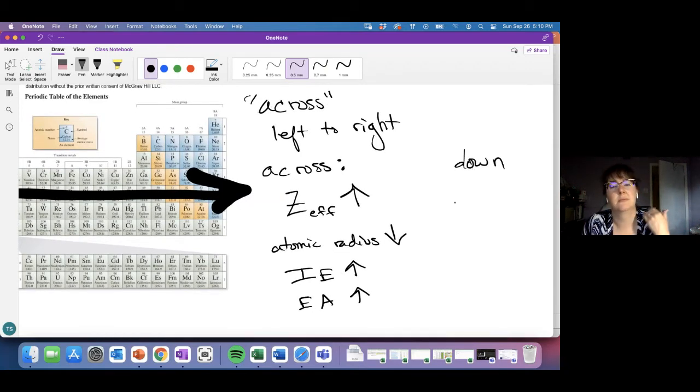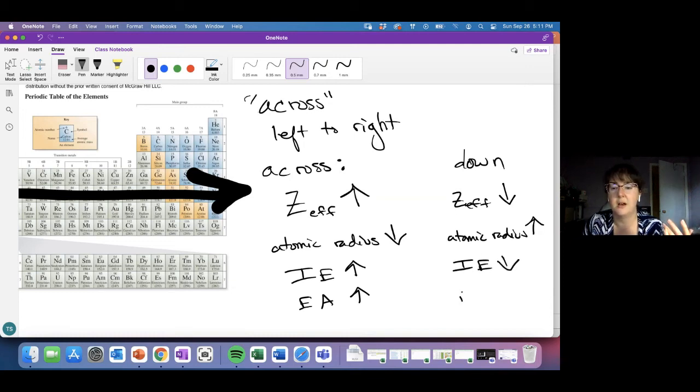As we go down, our Z effective actually decreases. Our atomic radius gets bigger, so our atomic radius increases. Our ionization energy decreases. Our electron affinity decreases. Decreases. Don't draw the arrow backwards. My brain told me that it was going the same way, and for some reason, it interpreted the word same as being, come on. There we go, kept my eraser. But apparently not that. Goes down.